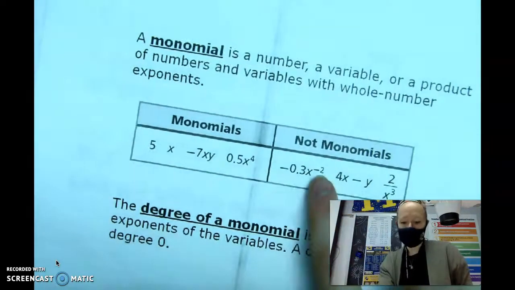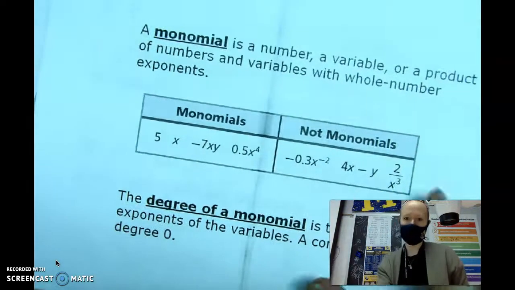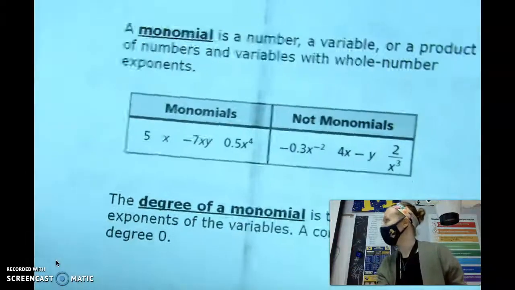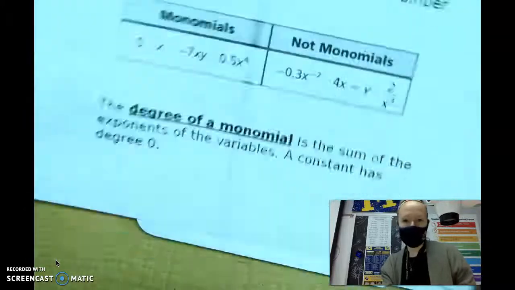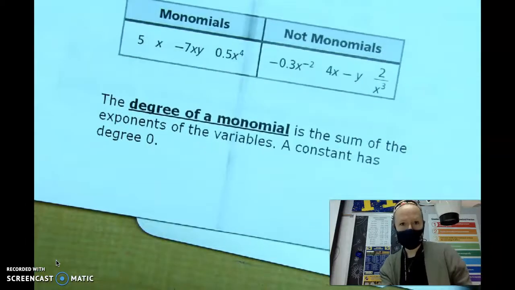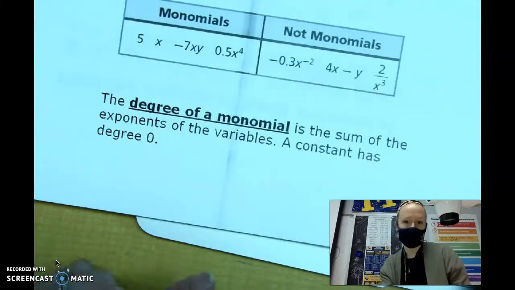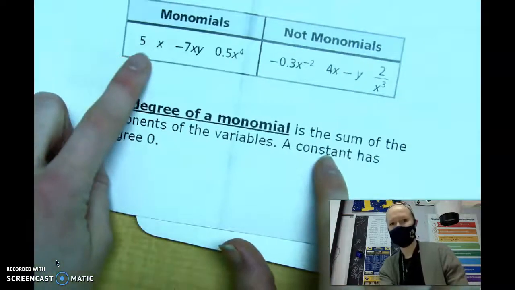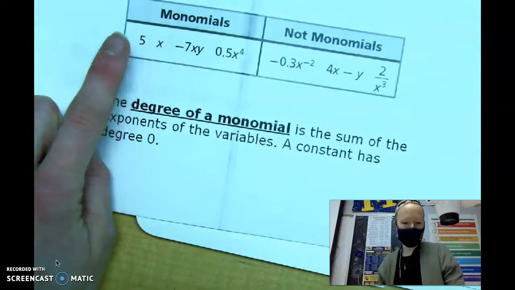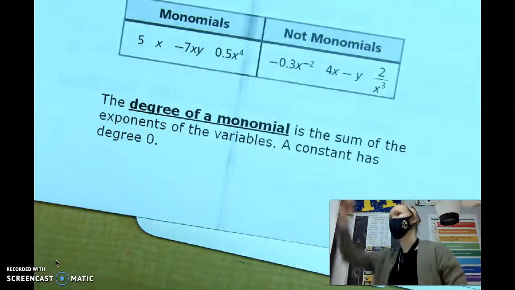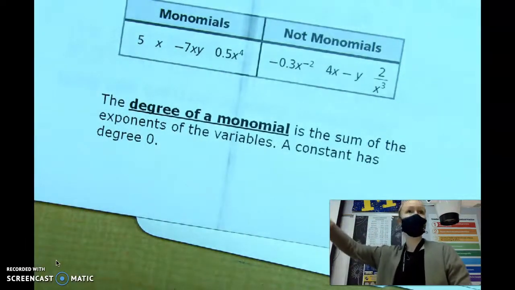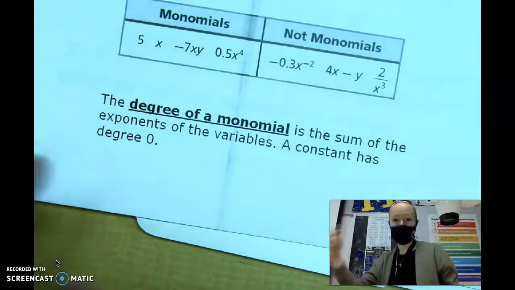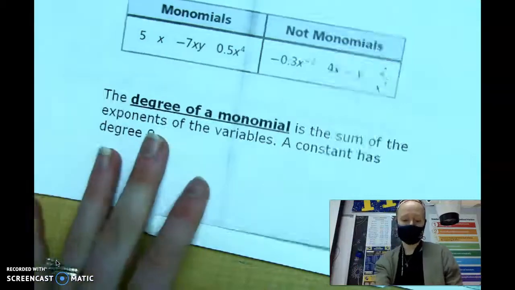When you're talking about negative exponents, addition or subtraction, and division, it can no longer be a monomial, okay? If you're talking about the degree of a monomial, all you do is add up all of the exponents of the variables. A constant is like the number 5. It's just a number. It has degree 0 because there are 0 variables, right? That sort of makes sense. If the degree is the number of the variables that you have, then a constant would have degree 0.